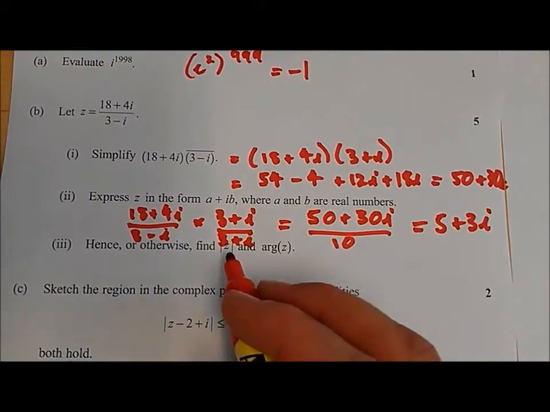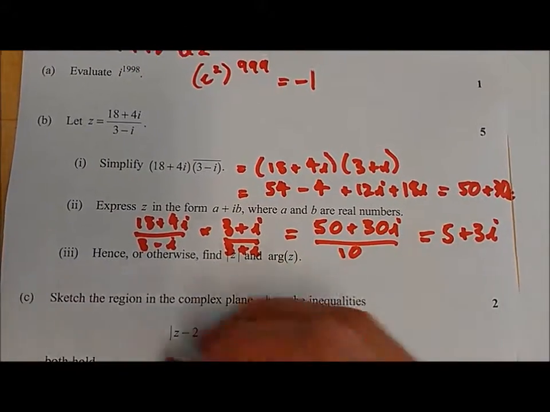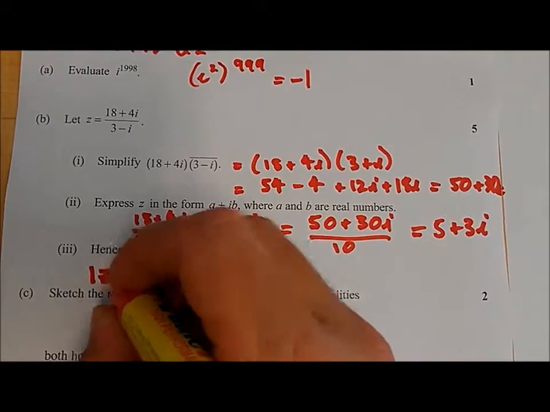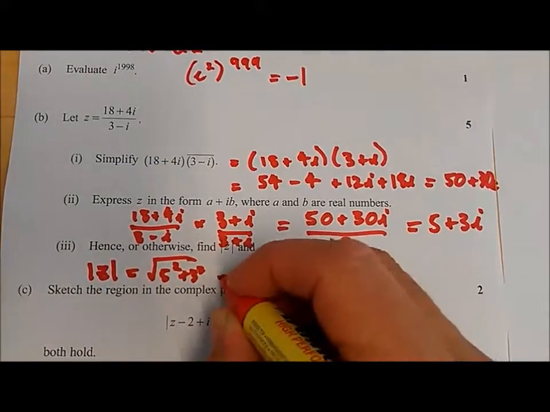Great. Hence, or otherwise, find the modulus of z. Well, this is easy. We just use the fact that it's going to be equal to the square root of 5 squared plus 3 squared. So we get root 34.